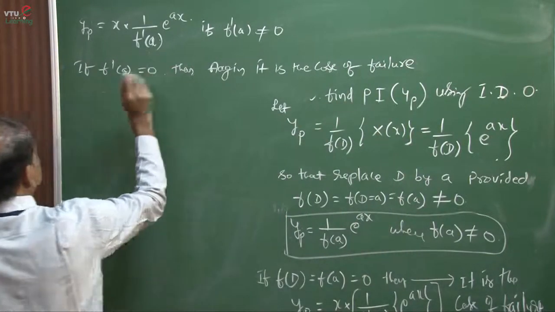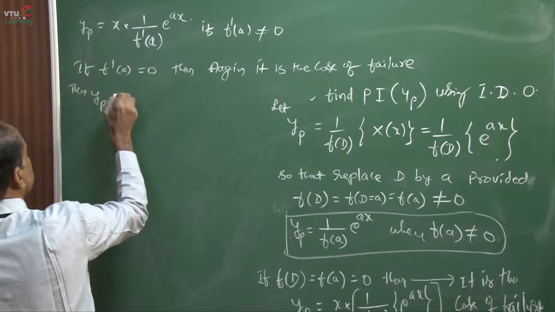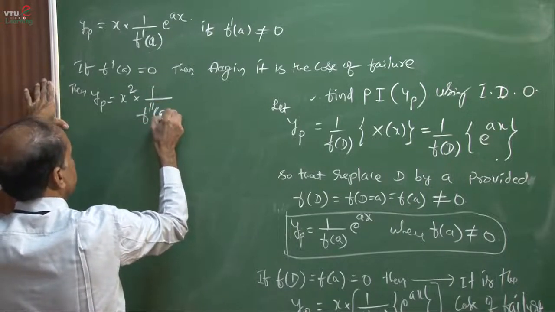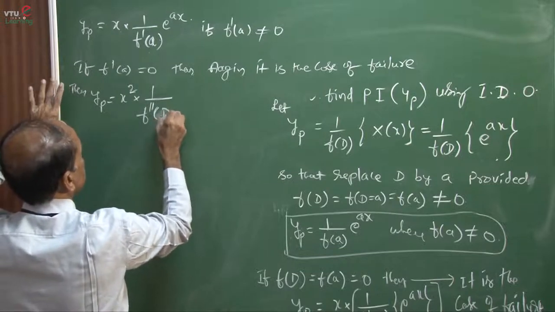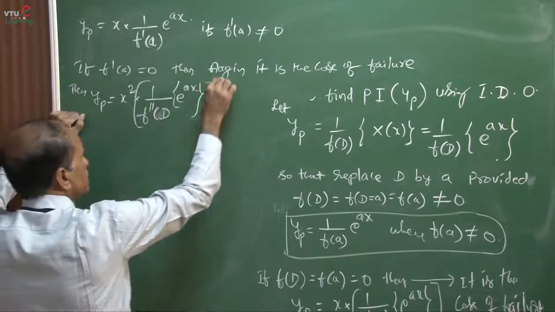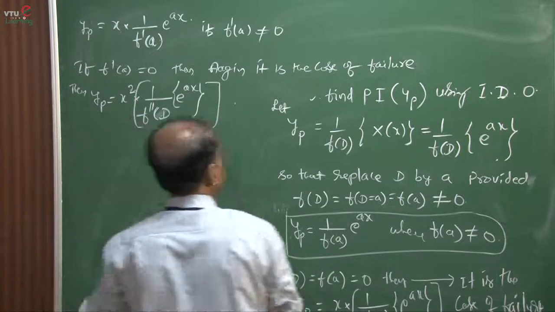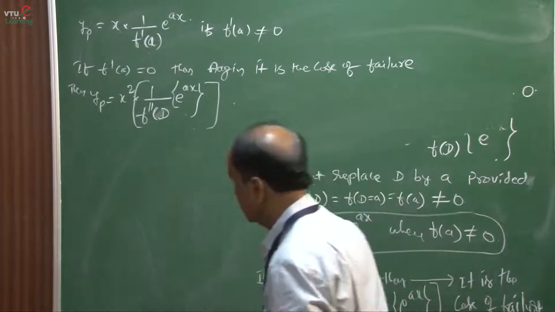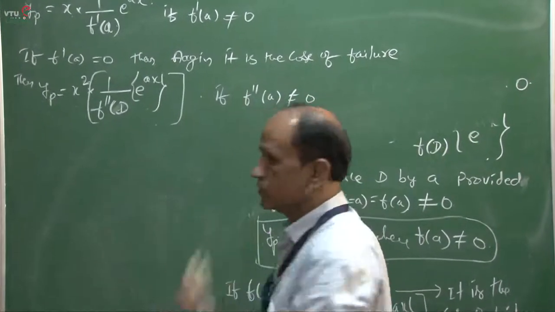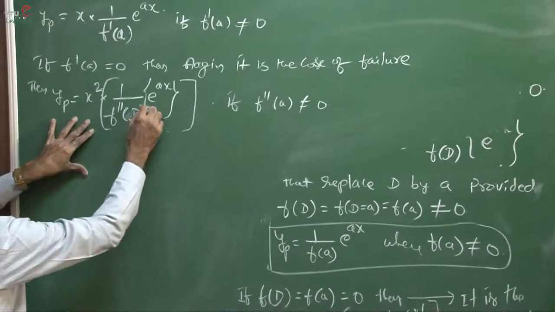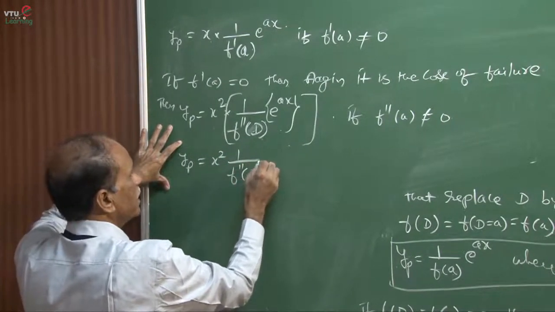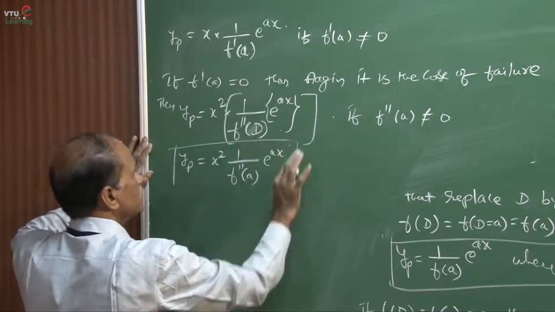How will you argue? It is the case of failure, then yp is equal to x into x, that is x square, into 1 divided by, once again you differentiate, f double dash of d, f double dash of d operating on e to the power ax, putting this x outside this bracket. Again we claim this solution is the end of it if f double dash of a is not equal to 0. This is the end of it, f double dash of a. That means yp is equal to x square into 1 divided by f double dash of a into e to the power ax. So, this is the final solution.